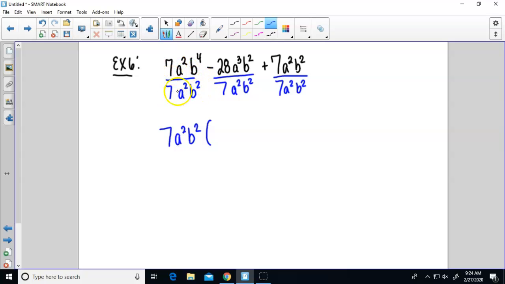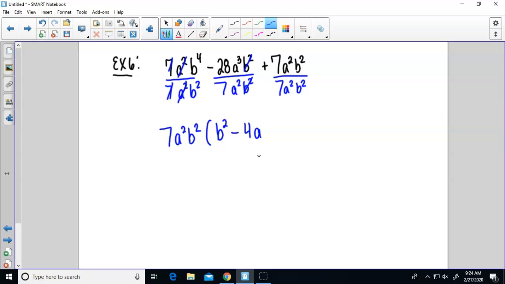And then, so 7 divided by 7 is 1. A squared divided by a squared is 1. B to the fourth divided by b squared is just going to be b squared. Okay. And then 28 divided by 7, that's going to give us 4. A to the third divided by a squared, that's just going to give us a. B squareds cancel. What did I do with the last one?